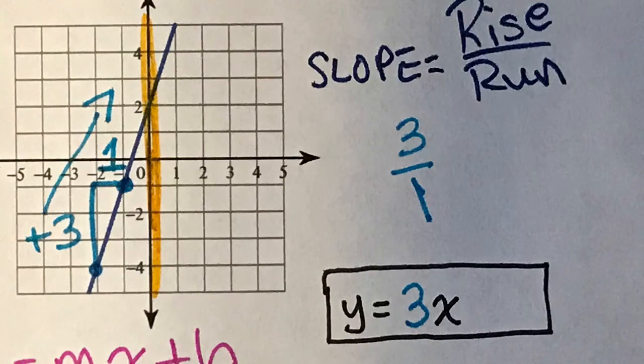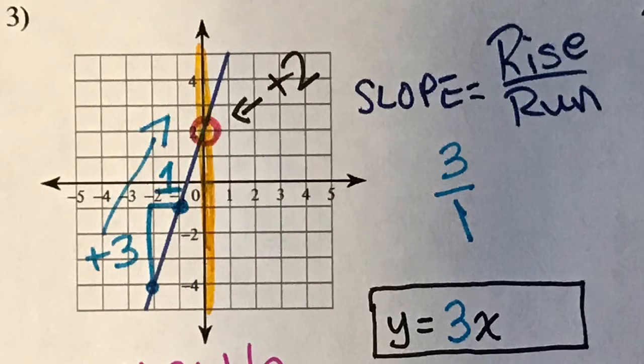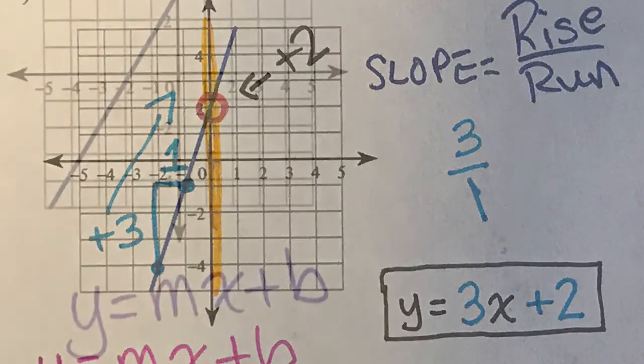So this yellow line right here is going to show us the y-axis. Where the y-axis crosses our line, crossy crossy, that's the y-intercept. In this case, positive 2. So all we got to do is fill that in our formula, and we get y equals 3x plus 2.